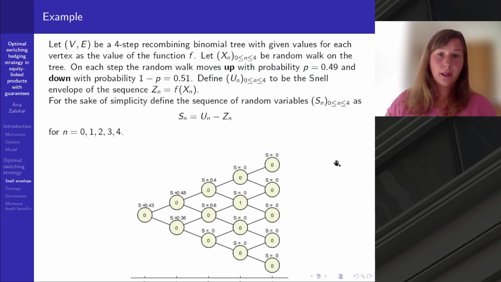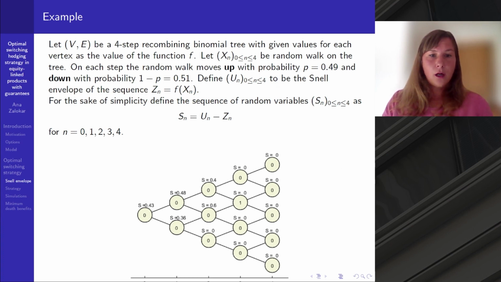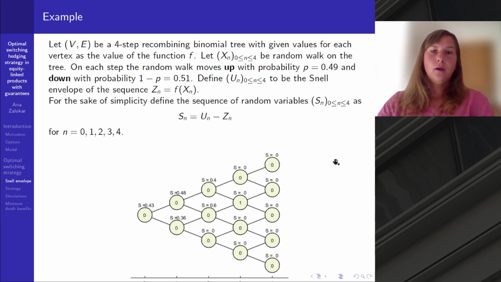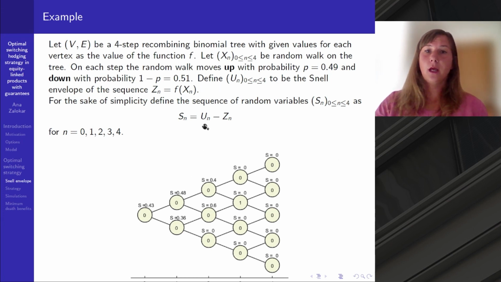As you can see, we have a binomial tree here, and the values are written in the circles, the values on each vertex. You can see that there are zeros, and only one value is 1. So we would like to catch this 1, right? We define that we are going through this binomial tree going up with probability p, which is 0.49, and down with probability 0.51, and Zn is this function with these values.